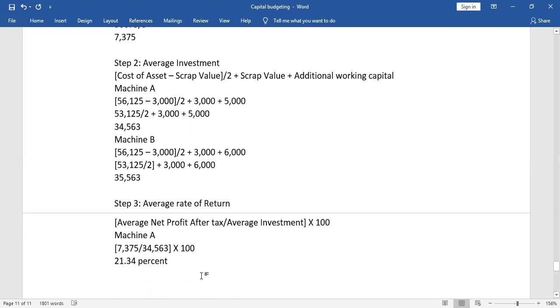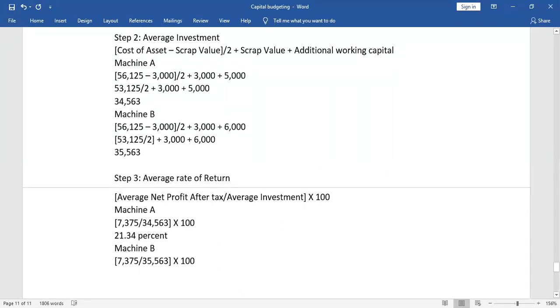Now in the same way we will substitute for machine B. For machine B also the profit is 7,375, divide by average investment 35,563, into 100. Now tell me what answer you are getting. 20.74%. Now tell me which machine is giving the highest rate of return?